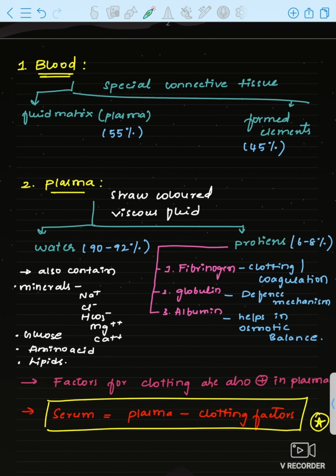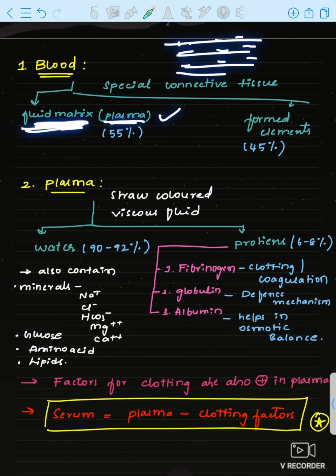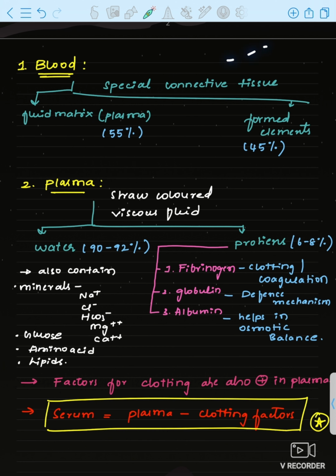First of all, blood has a fluid matrix, that is plasma. It constitutes 55% of the blood, and in the blood plasma we will find formed elements. Formed elements constitute 45%. Remember the percentage. And next, let us discuss in detail how plasma will look.